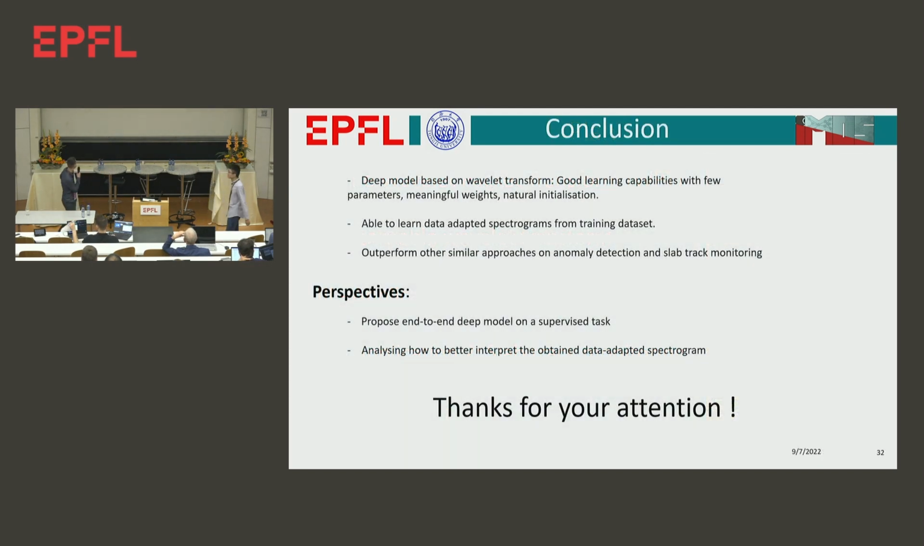Thanks, Baorui. Just to conclude, we propose a deep model based on signal processing that is able to have a good performance for anomaly detection, and it also leads to using an acoustic sensor, where we can extract features that are similar to the ones that we can extract from an acceleration sensor. As a perspective, we could propose some end-to-end deep model where we put the head directly on the deep neural network, and also analyze a bit better how interpretable the features are from the learnable wavelet packet transform.